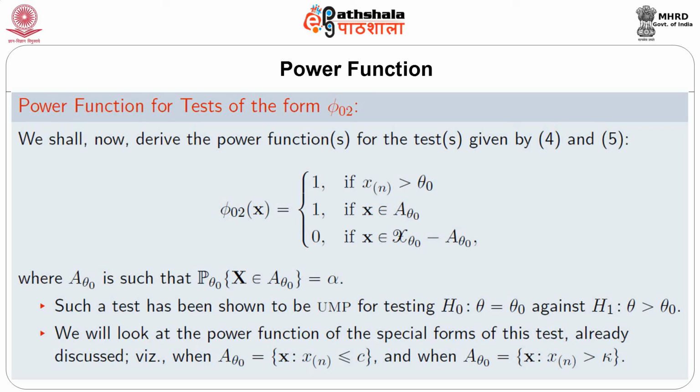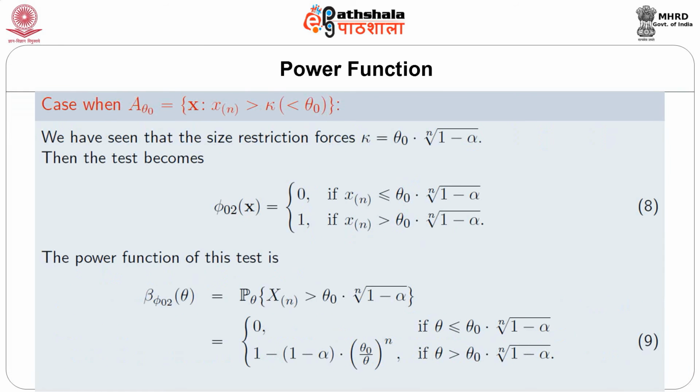Now we will look at the power function of the special forms we have already considered. One is x order n less than or equal to c, and the other is x order n greater than k. So, first consider x order n greater than k. We have found that k is theta naught times 1 minus alpha to the power 1 by n, and then the test becomes phi naught 2 is 0 if x order n is less than or equal to theta naught times 1 minus alpha to the power 1 by n, and 1 otherwise.